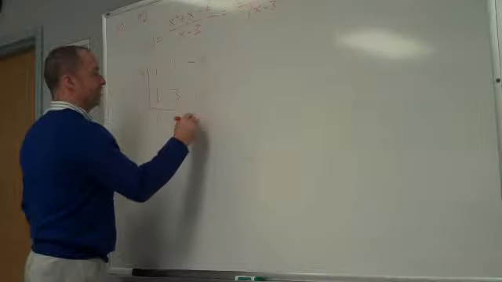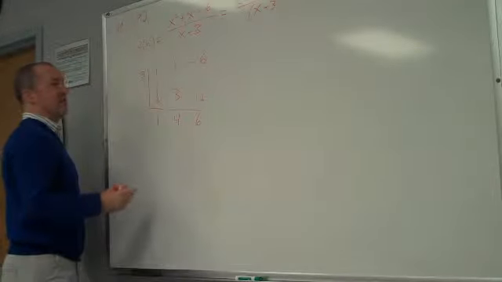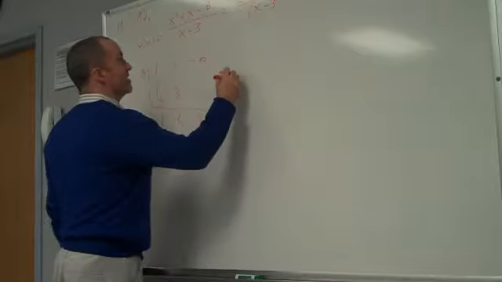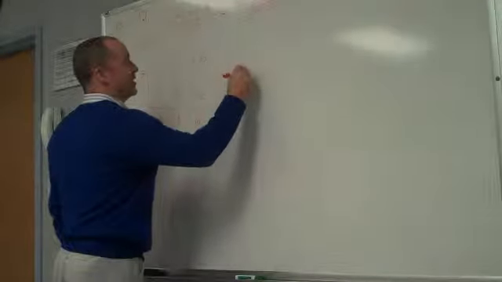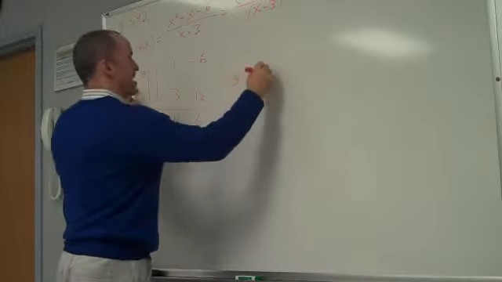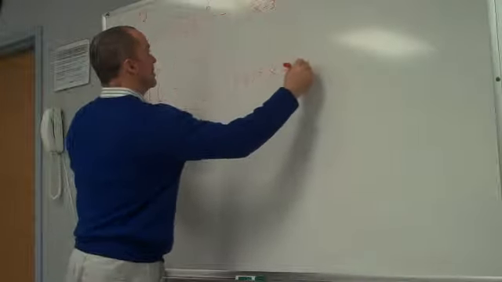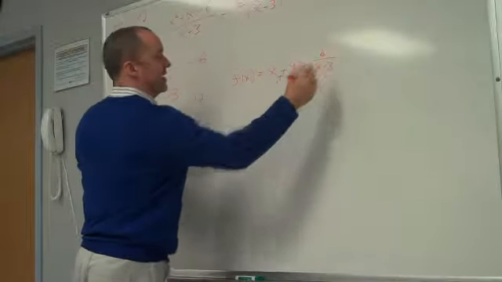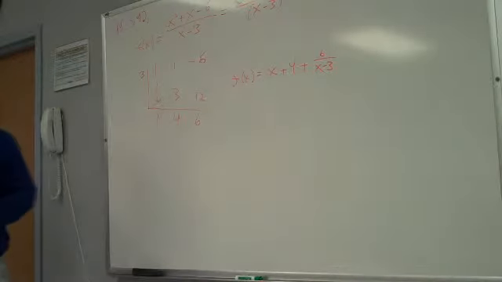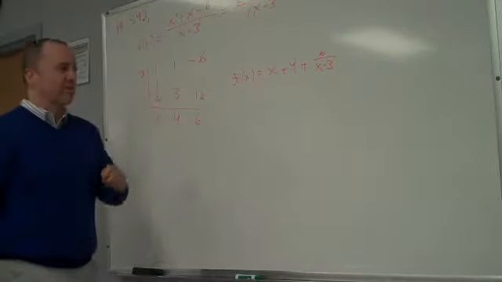12, 6. Excellent. So, but more importantly, that means my function, f of x, can be written as x plus 4 plus 6 over x minus 3. Here's a really quick rundown of why slant asymptotes work.